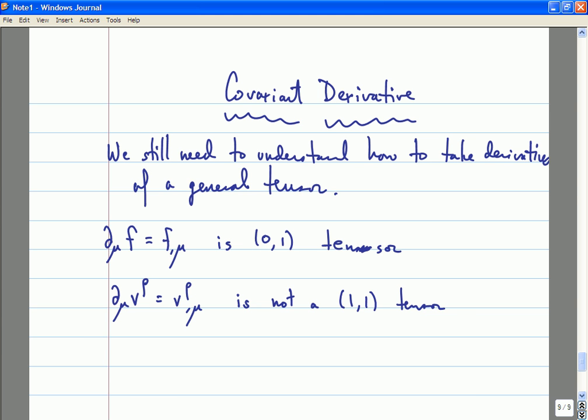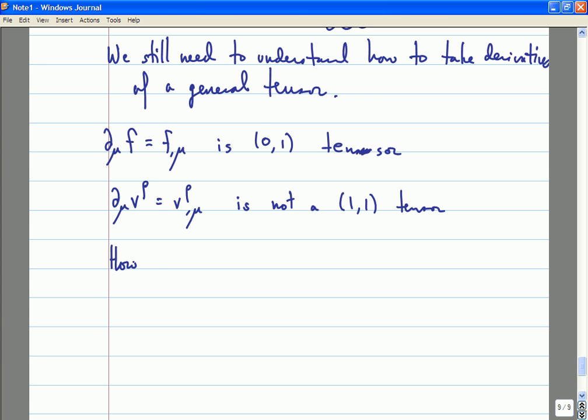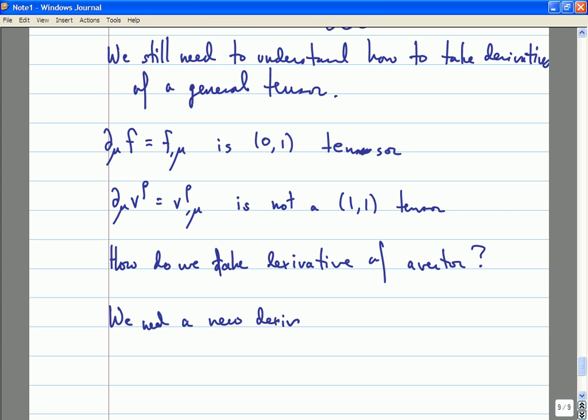Okay. So the question that we wish to address is how do we take the derivative of a vector in a covariant way? So we need a new notion of derivative, a covariant derivative, which I will call grad mu v nu, to distinguish it from the partial derivatives that I have written before, which is a 1-1 tensor.